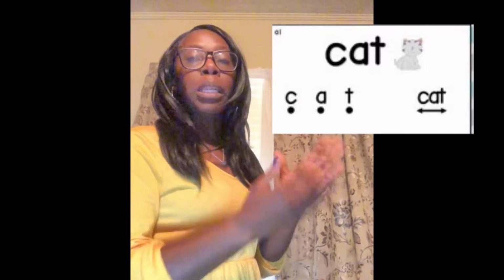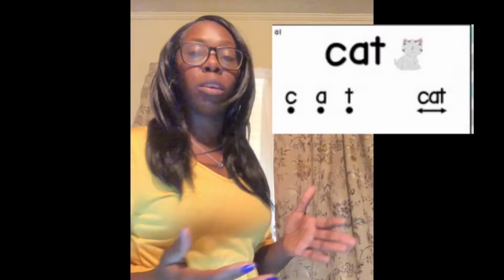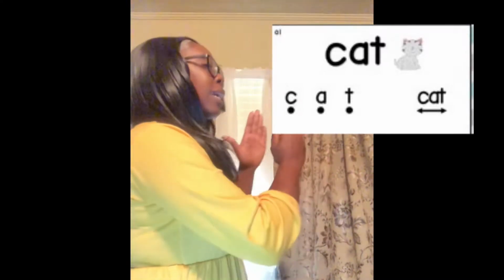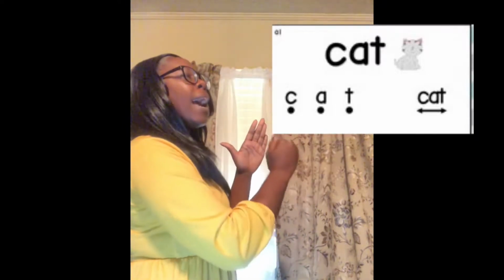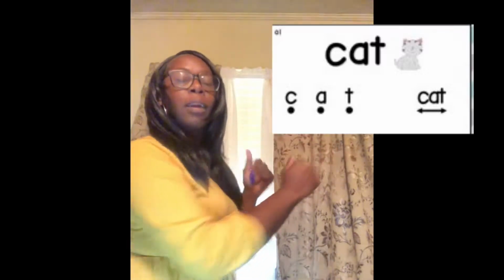Now, for example, if we look at the word cat, it's a CVC word, and we want to take that word and blend it. This would be looking at individual sounds, which is part of phonemic awareness. Cat, C-A-T, cat. So we're looking at the individual sounds of each letter, and we're blending those to make a word.